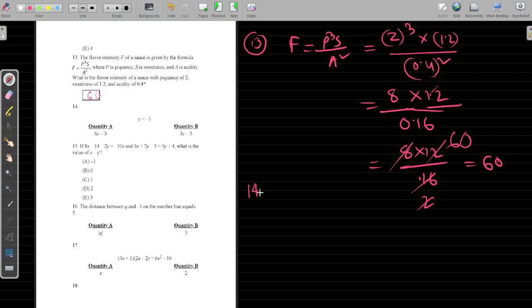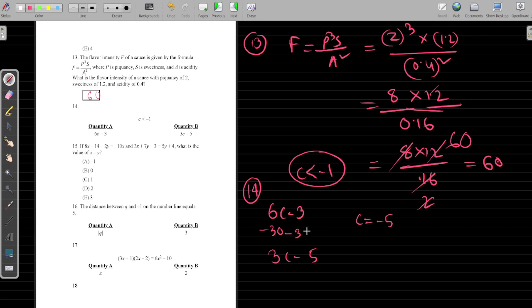Now question number 14. 6c minus 3 here, and here you will get 3c minus 5. So c less than minus 1 means c is a negative number. Suppose I am assuming c equals minus 5, then the value will be minus 30. Minus 3 means minus 33, and here the value will be c multiplied by minus 5, that means minus 20. So this minus 20 is greater than this minus 30, so quantity B will be greater.